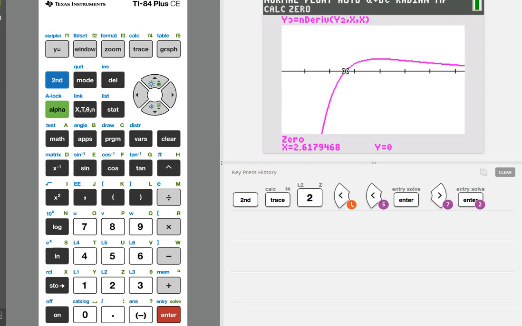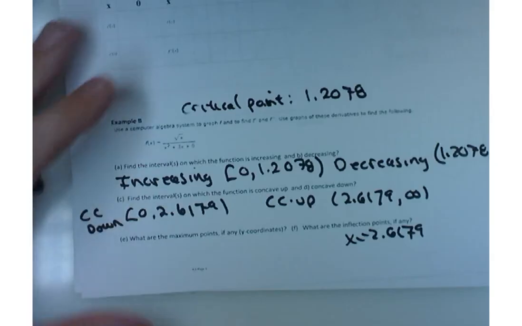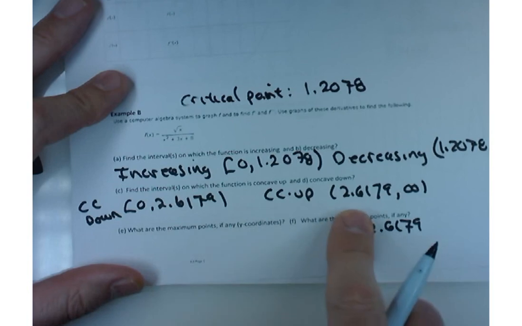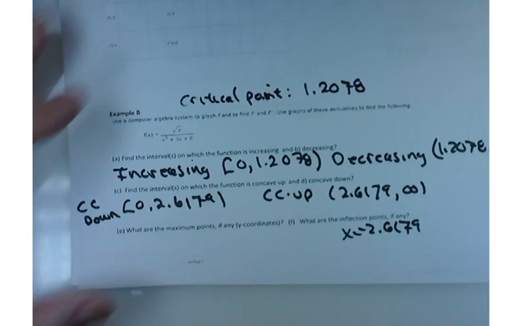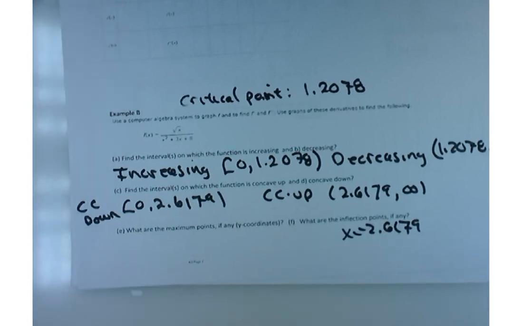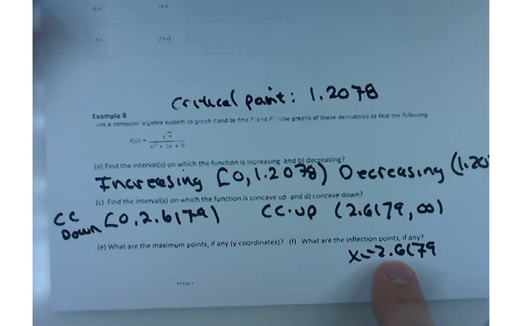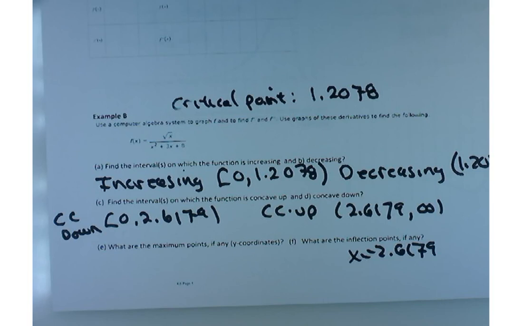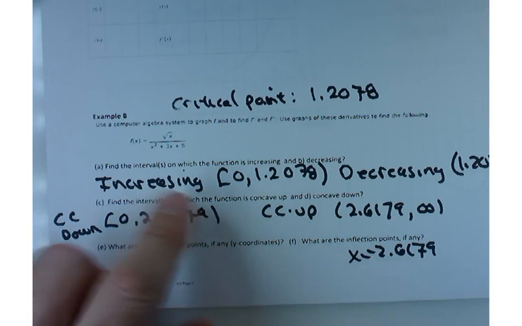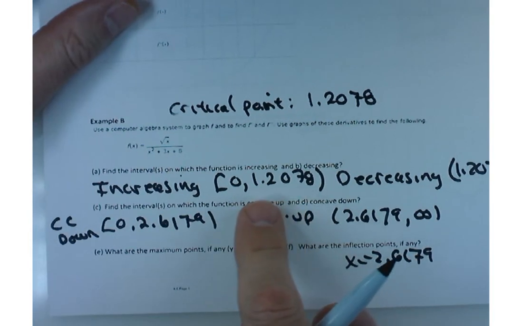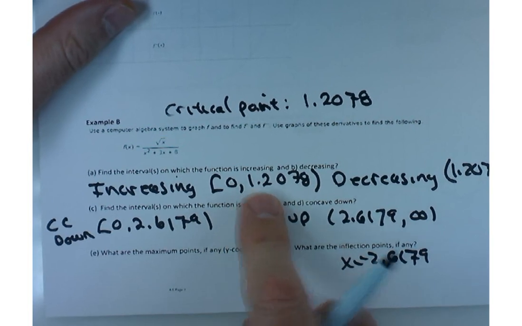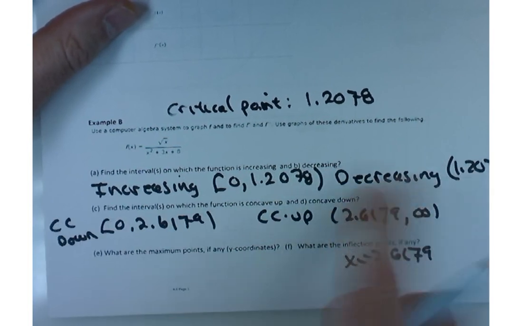So you got your concave down and your concave up. What's that tell me about 2.6179? Inflection point. Yeah, it's your inflection point. And what other kind of point did we have for this graph? Yeah, we went from positive to negative, so we had a local maximum. Actually, I think it was probably a global maximum, if we were to look at the actual function.